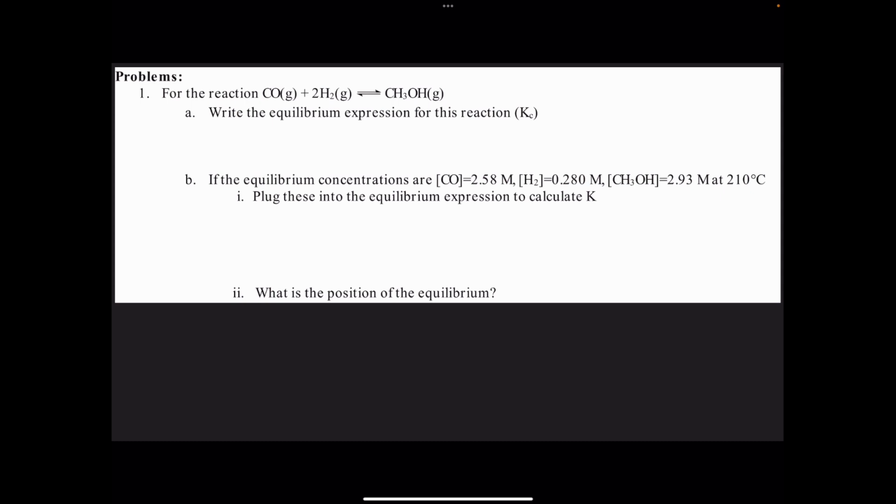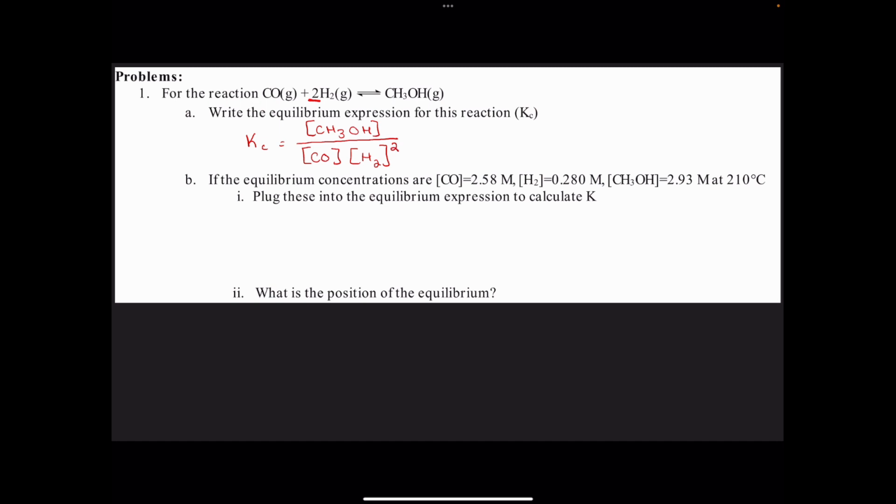So looking at problem 1, we've got this reaction of carbon monoxide with hydrogen to produce methanol, CH3OH. So we're first asked to write the Kc expression for this reaction. So Kc is going to be the concentration of my product raised to its coefficient divided by each reactant raised to their coefficient. So my hydrogen has a coefficient of 2.